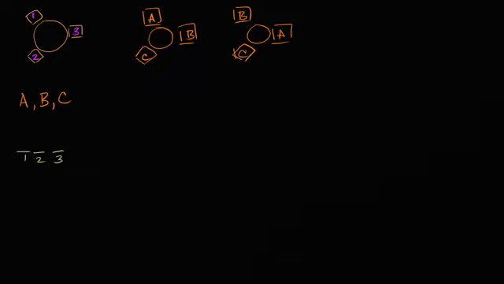So let's do that. So first, what are the scenarios of who could sit in seat 1? So actually, maybe I'll write it this way. So right now, we're only going to fill seat 1. Well, A could sit in seat 1, in which case we haven't filled seat 2 or seat 3 yet. B could sit in seat 1, and we haven't figured out who sits in seat 2 or seat 3 yet. And then we could have C sitting in seat 1, and we still have to figure out who's going to sit in seat 2 and seat 3.